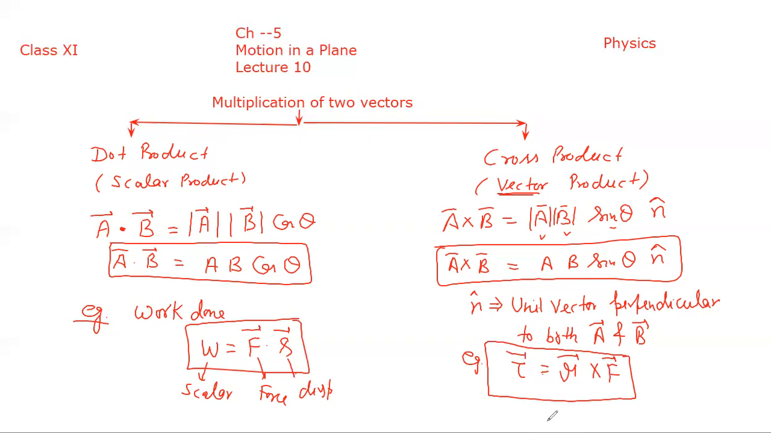Now we discuss more about dot product. So all of you write the center heading: dot product. How we calculate dot product, what is the multiplication, what is the use of dot product.